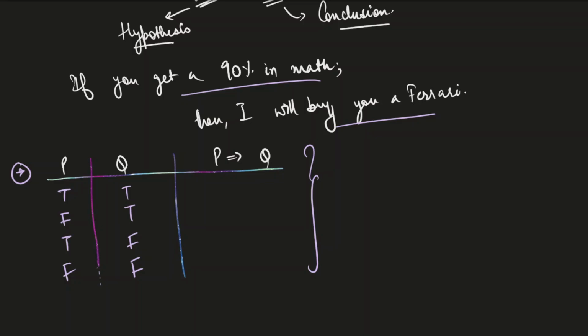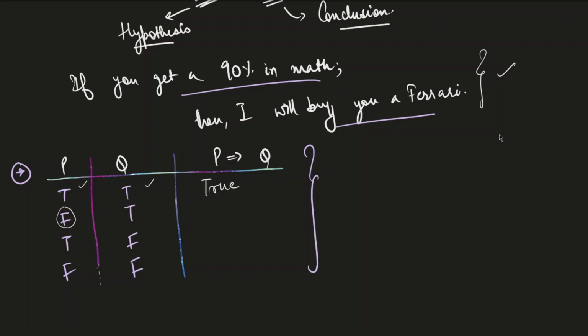So, if I get 90% in math, then I will buy you a Ferrari. Fine. Here the hypothesis is true, P is true, which means that you got the 90% and I bought you the Ferrari. So the promise is held, and this is going to be true.